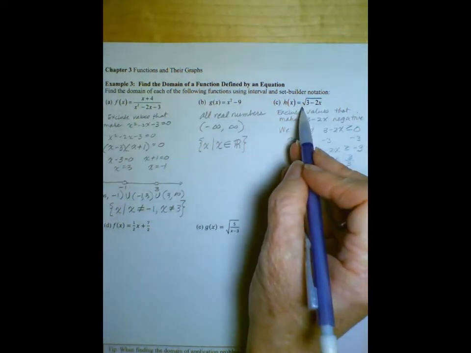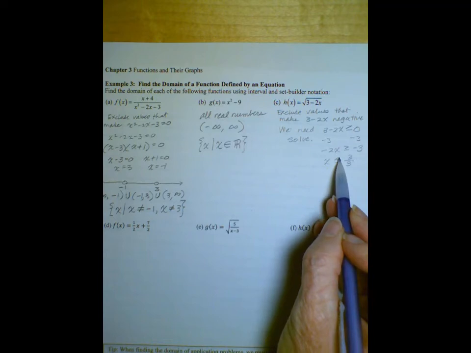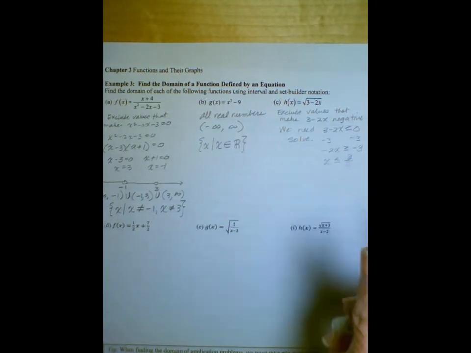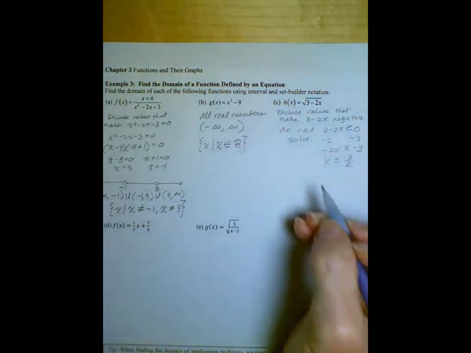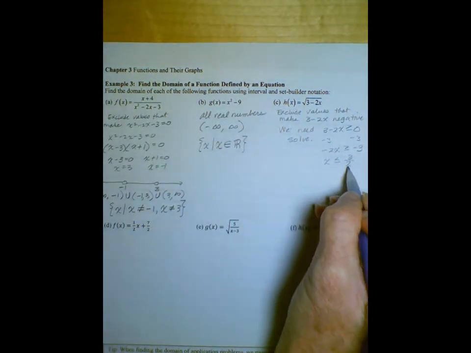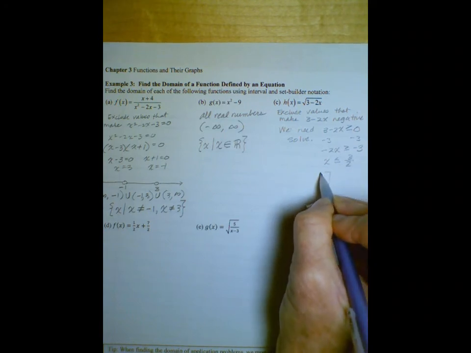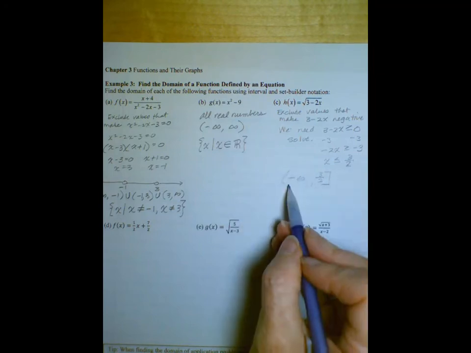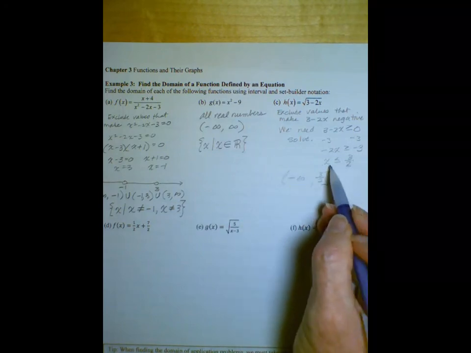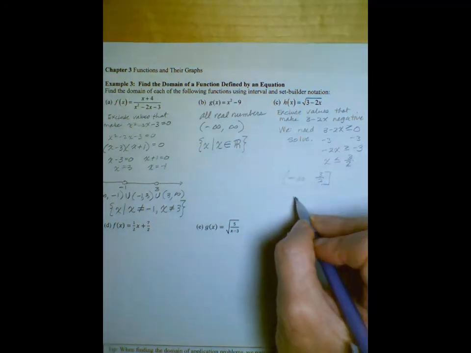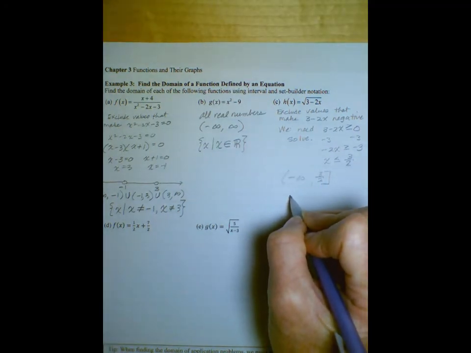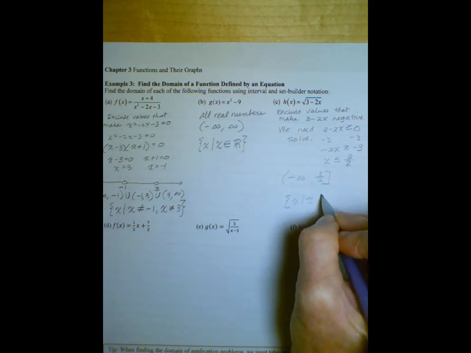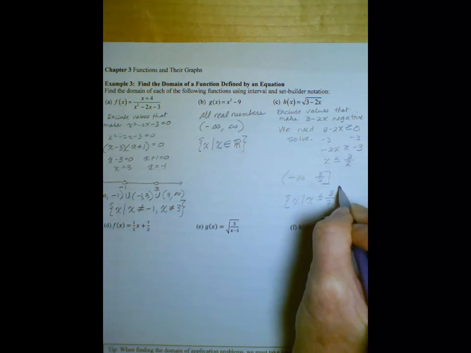Okay, so the domain for this function is all x's that are less than or equal to 3/2. All right, so in interval notation, we have a closed interval on the highest point and negative infinity with an open interval. There's our interval notation from negative infinity all the way up to 3/2. And then, of course, set builder is the set of all x such that x is less than or equal to 3/2.